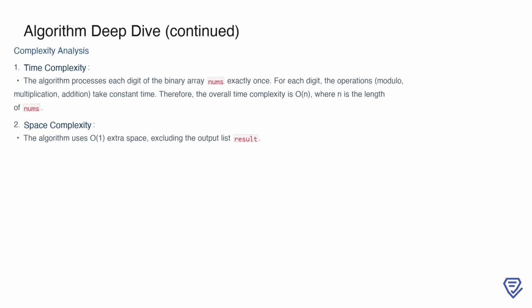For each digit, the operations multiplication, addition, and modulo are performed in constant time. Therefore, the overall time complexity of the algorithm is O(n), where n is the length of the input array. In terms of space complexity, the algorithm uses O(1) extra space, as it only maintains a single variable current_mod and doesn't require any additional data structures beyond the result list. This makes the algorithm highly efficient in both time and space, even for large input arrays.